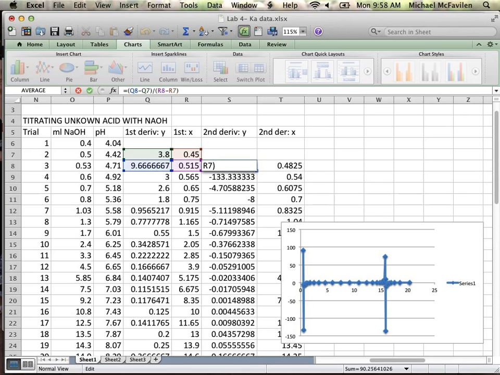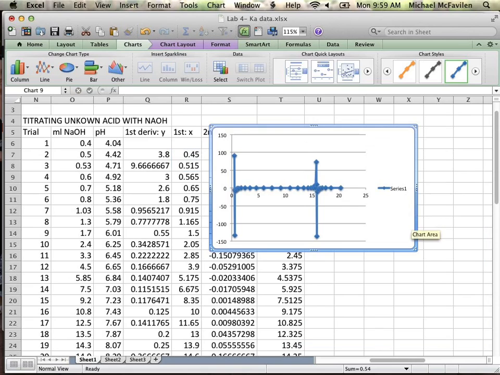Your x values are the average of your volume for your first derivative x values. Same thing as we did before, I just used a formula for Excel to import it. Other questions?